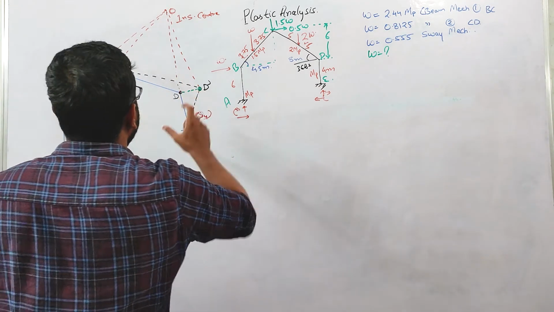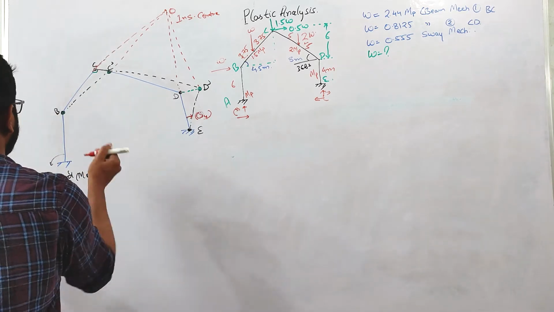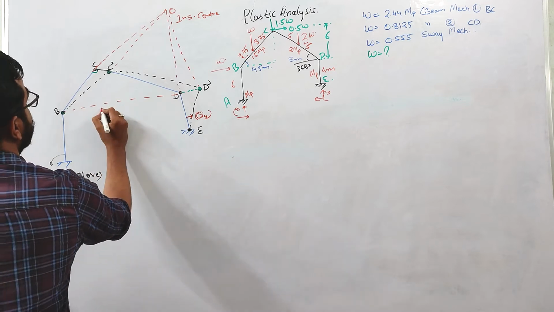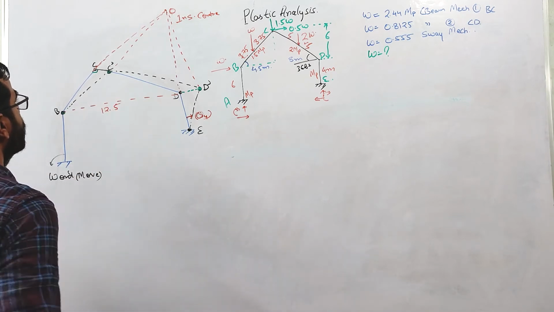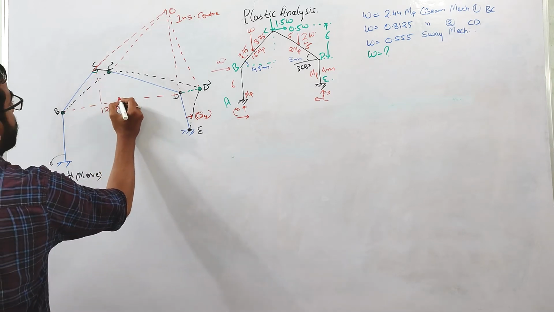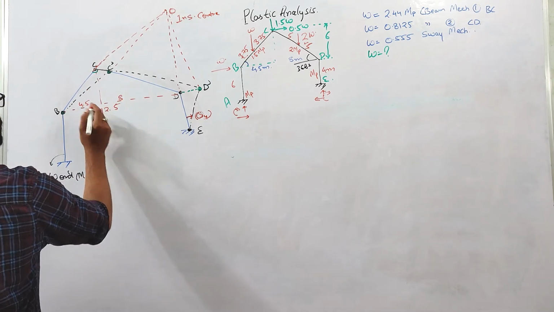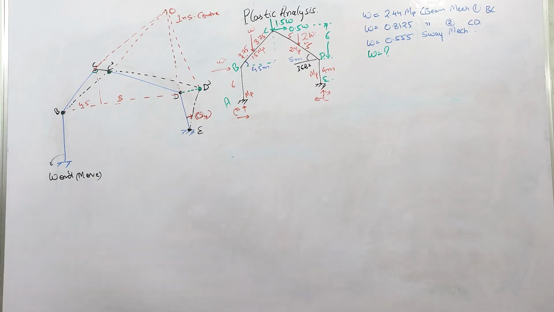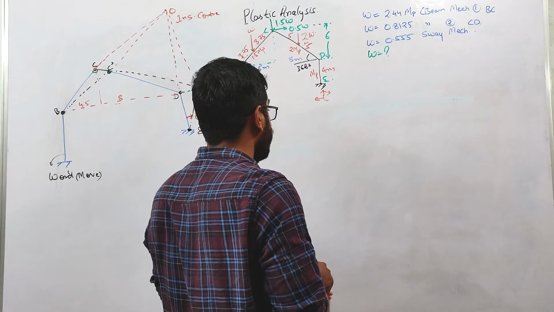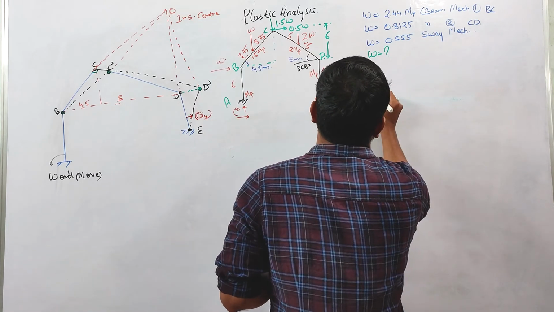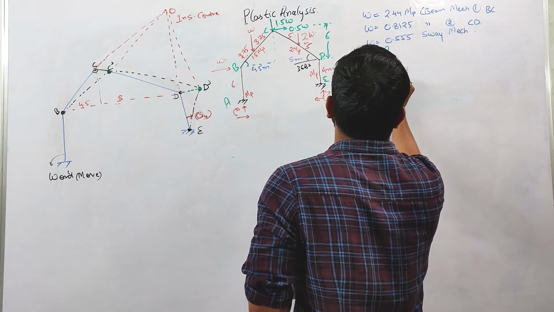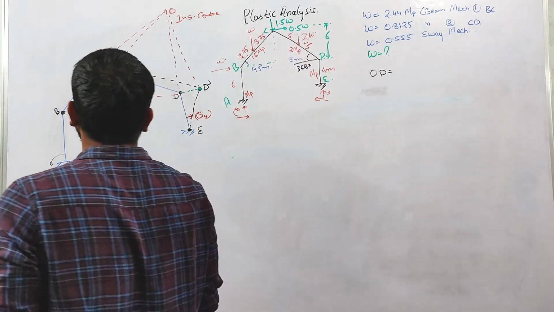Now this we will be calculating. This distance we know. This distance is basically 12.5. Up to here this is 8 and the remaining is 4.5. So let us first calculate the value of OD. How can we calculate OD?